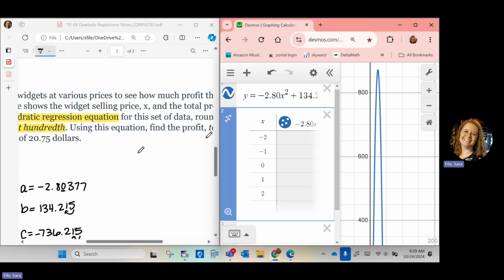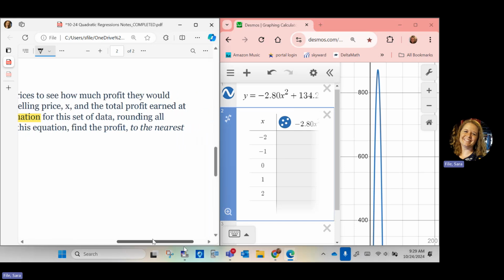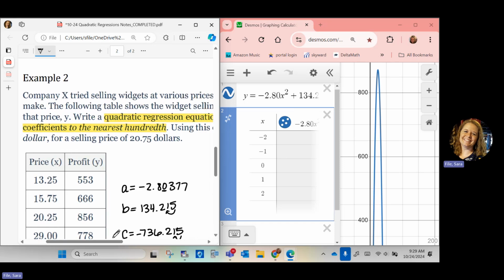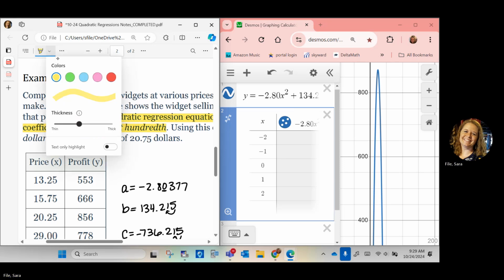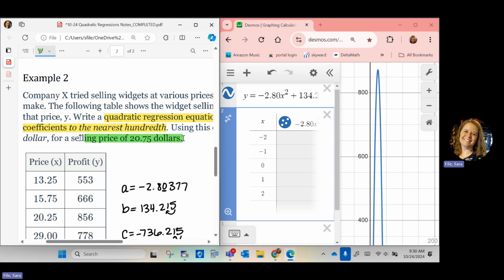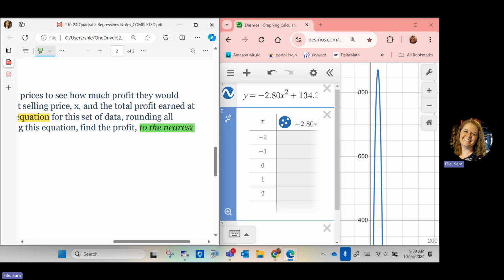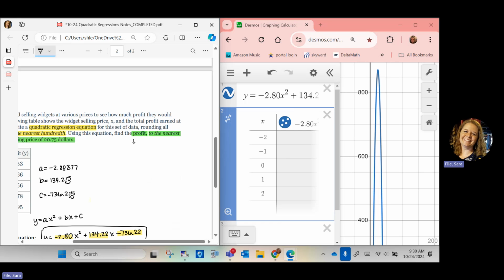Now I'm going to answer the question that it's asking. It says use this equation to find the profit, to the nearest dollar, for a selling price of $20.75. So if the selling price is $20.75, we want to figure out the profit to the nearest dollar. Again, the profit is your y. So they're saying, what is y when x is 20.75? That's the question.